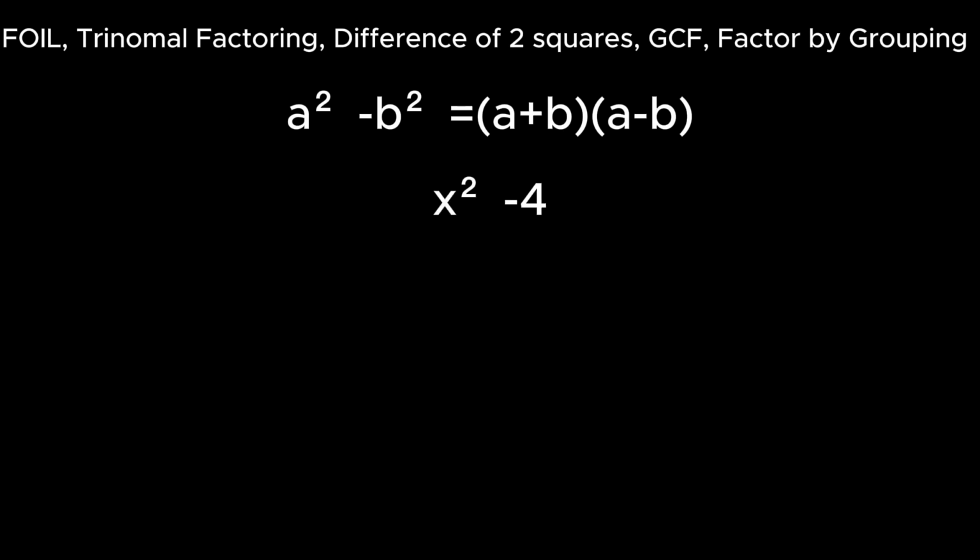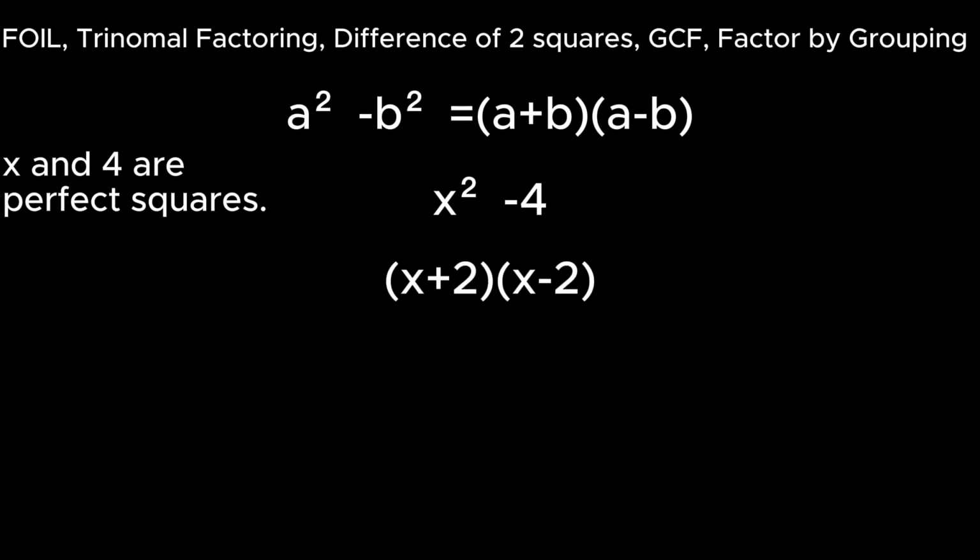You see how those two numbers are perfect squares, x squared and 4? And what we can do is, well, what's the square root of x squared? That's just x. And then what's the square root of 4? That's 2. So what you can do is x plus 2 and then x minus 2.